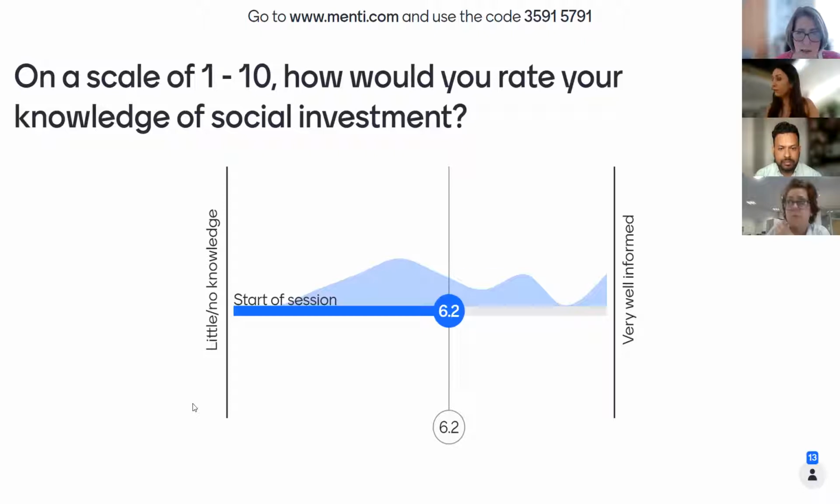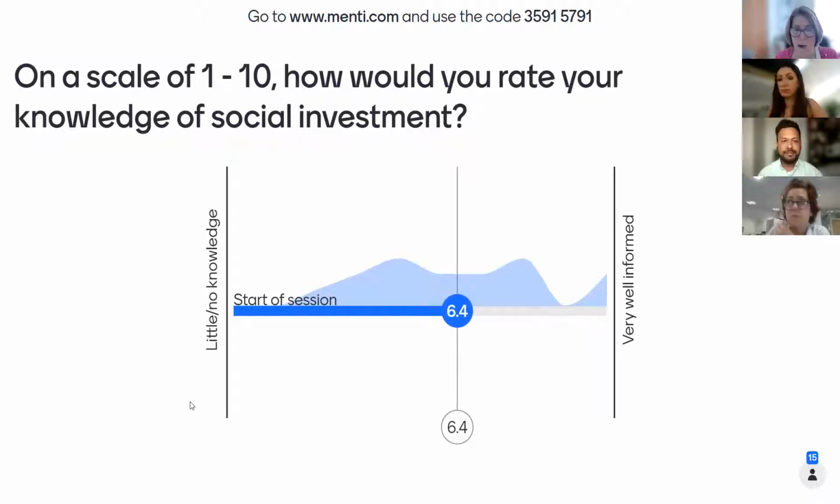Okay, we'll just give it another 60 seconds. We're up to 13, but we're hovering around about the 6 mark, 6.3, 6.4, which is actually, when we do these, it usually ends up just under the halfway mark. So there's definitely a range of experience. And you can see, if you look at the graph shape, some of those people are starting this journey, and this is very early, and there are others that know a little bit more and may have more specific reasons for coming.